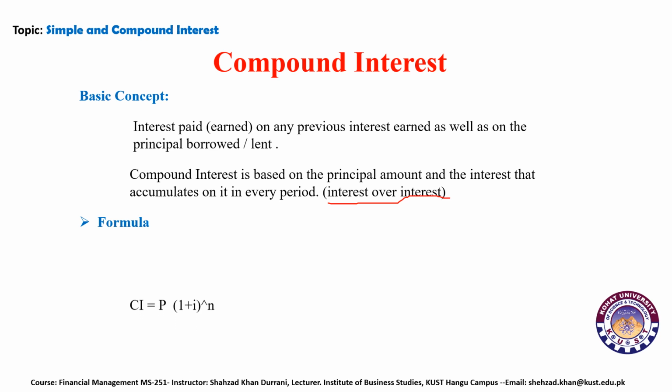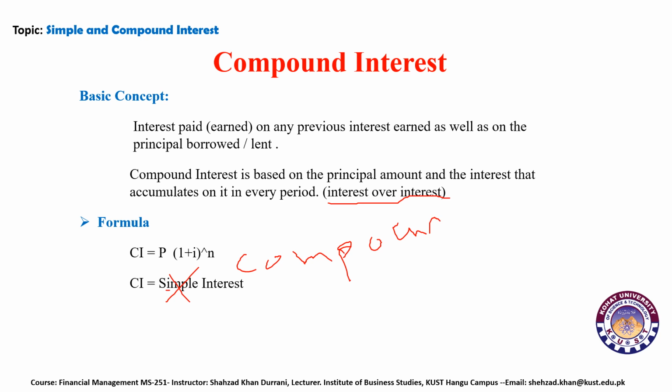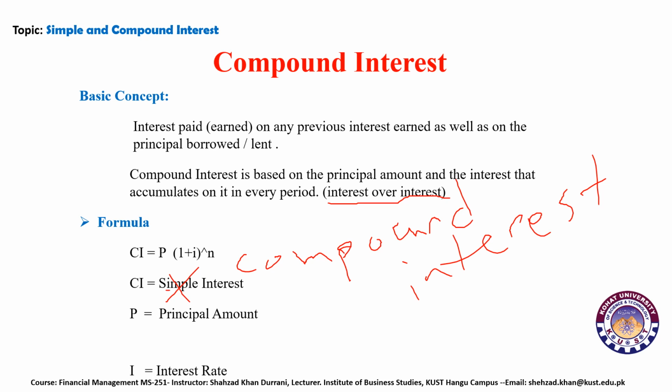The formula of compound interest is: CI equals the principal amount, the original amount, into 1 plus I, the interest rate, raised to the power of the number of years. Clear? So CI stands for compound interest. Let me correct this one, it's not simple interest, it is compound interest, right? So CI stands for compound interest, P for the principal amount, I for the interest rate we have, and N, of course, for the number of periods or the number of years.